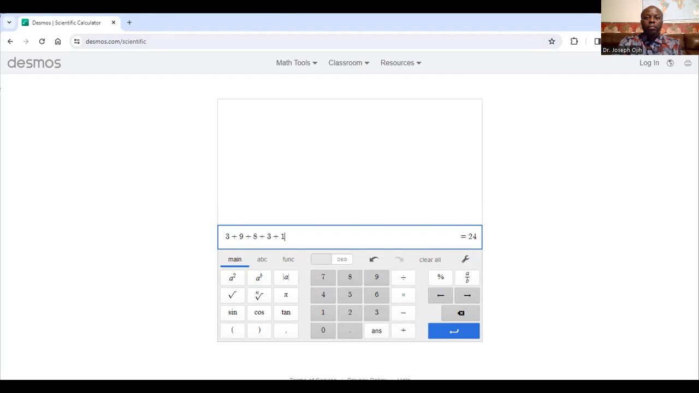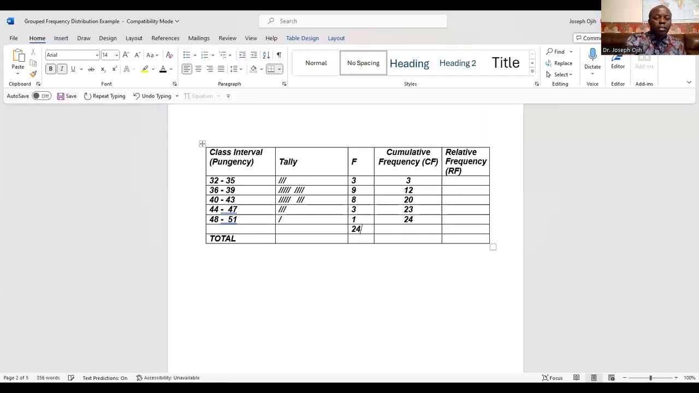So we can now look at our frequency. I say 24. The last number of the cumulative frequency must be equal to the total frequency. That's how you know that you didn't make any mistake. Okay, the fun is continuous, right? Anyway, next is to find the relative frequency.